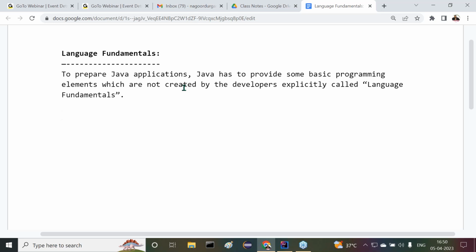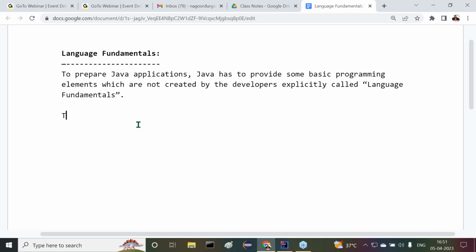They are natural resources. In the same way, some natural resources are required in Java to prepare Java applications, which must be provided by the Java programming language and which are not possible for the developers to create explicitly. Got it or not? So these natural resources are called language fundamentals. Are you following? Okay, fine.